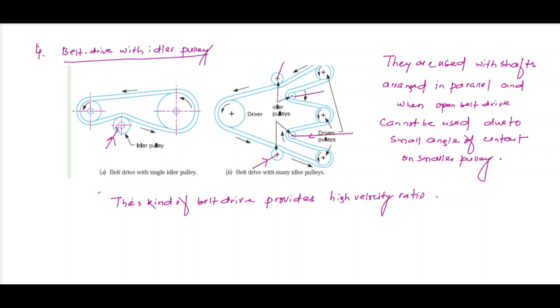And it gives better belt tension. As you can see here, because of this idler pulley, the chances of slipping between the belt and the pulley lowers. For this reason, we get more velocity ratio as compared to a simple open belt drive. For this reason, this kind of belt drive is used.